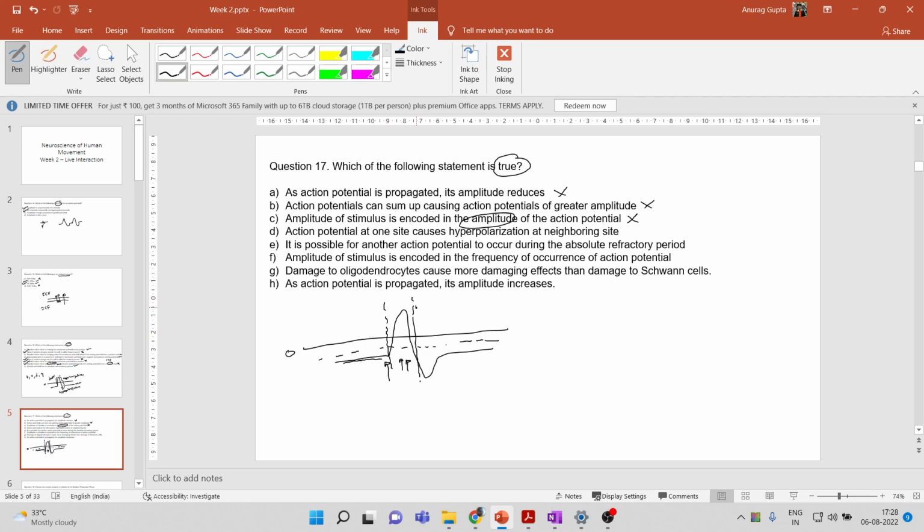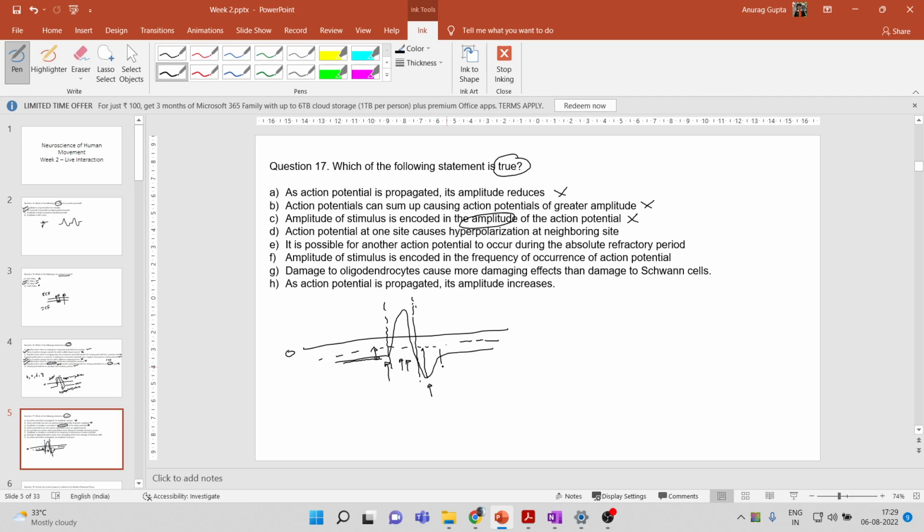We discussed why this was the case in the last live session as well. However, this particular region is called the relative refractory period, and here, if the amplitude of the stimulus is large enough, then another action potential can be generated. So for example, here, if we apply a large amount of stimulus compared to this region, another action potential will be triggered.